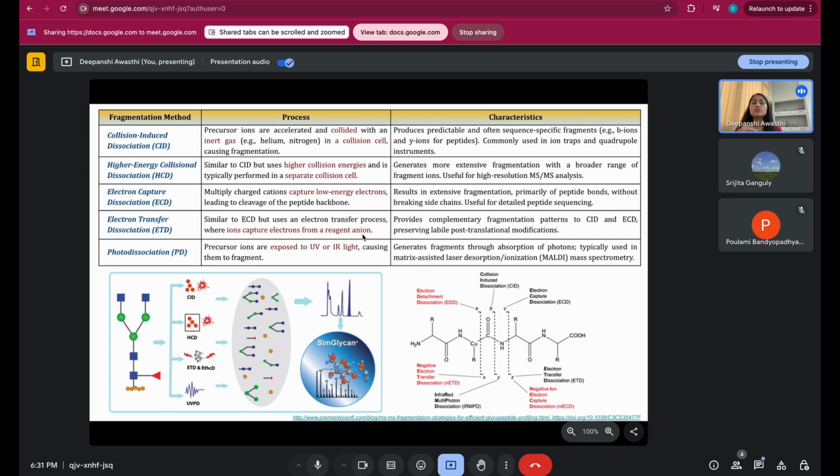In that way, electron transfer is happening, and it will generate complementary fragmentation patterns to the CID and ECD. These are the short forms of collision induced dissociation and electron capture dissociation. If you know that there are complementary peaks which you see, when you add the B and Y ions which are present at a symmetrical distance from one another, their sum will give you the mass to charge ratio of the entire sequence. So in this way, electron transfer dissociation generates the complementary fragmentation patterns.